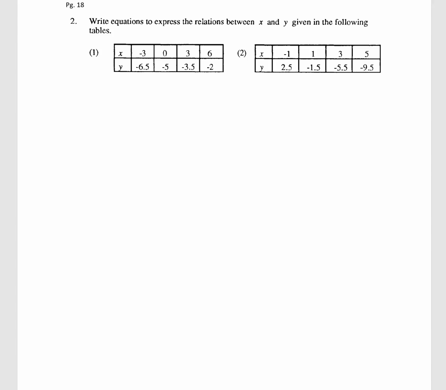Question 2 on page 18 is asking us to find the equations to express the relations between x and y given in the following tables. So the equations I'm going to be writing are going to be in the form y equals mx plus b, where b is my y-intercept. That's where my y value is when x is 0, and m is going to be my slope.